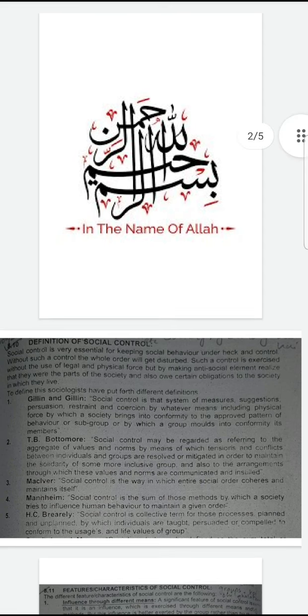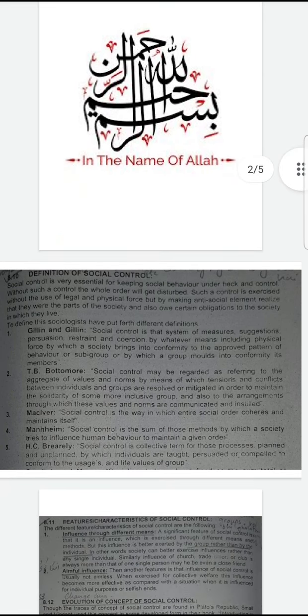MacIver defines social control as a way in which the entire social order coheres and maintains itself. The next definition of social control is a sum of those methods by which a society tries to influence human behavior to maintain a given order.